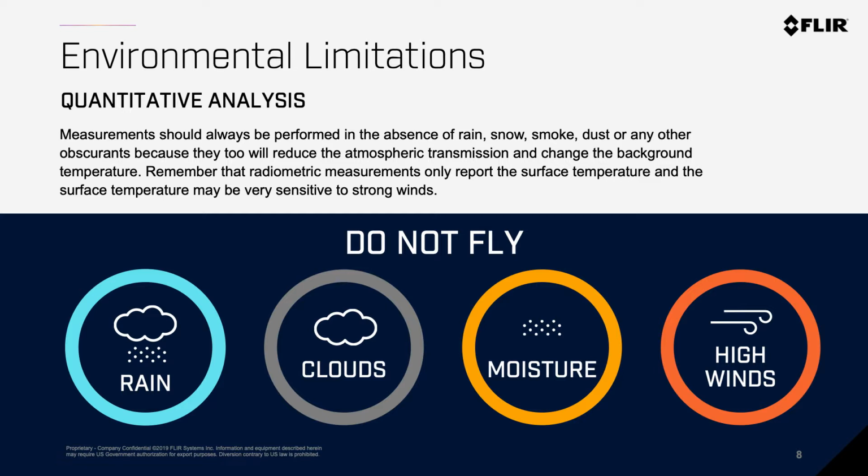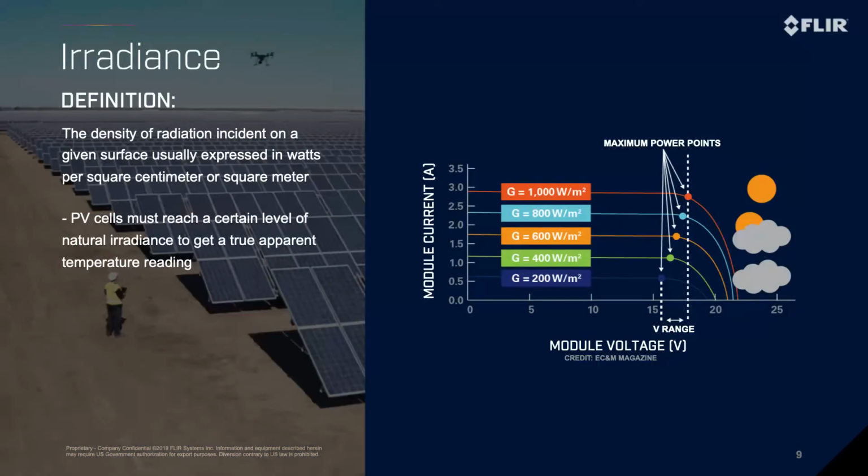And rain and moisture on the ground tends to make the temperature uniform. So that's the issue there, is that moisture on top of the cell is going to make everything look the same temperature. So Austin, what is the best type of irradiance to fly, and go over what exactly irradiance is for our viewers?